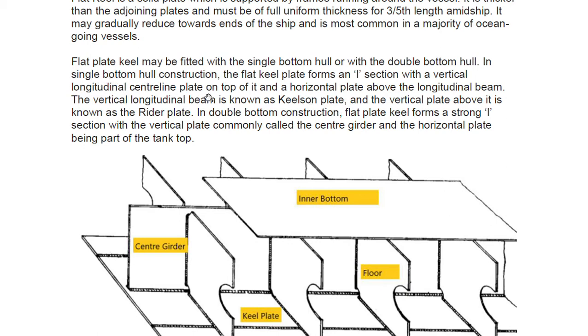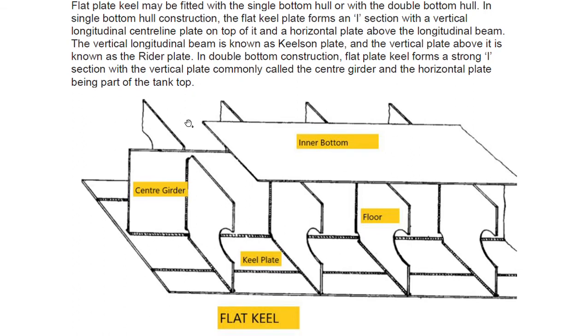A flat plate keel may be fitted with a single bottom hull or double bottom hull. In single bottom hull construction, the flat keel plate forms an I section, with a vertical longitudinal center line plate on top of it and a horizontal plate above the longitudinal beam. The vertical longitudinal beam is known as the Keelson plate and the plate above it is known as the rider plate. So the rider plate and the Keelson plate, you are aware of it.